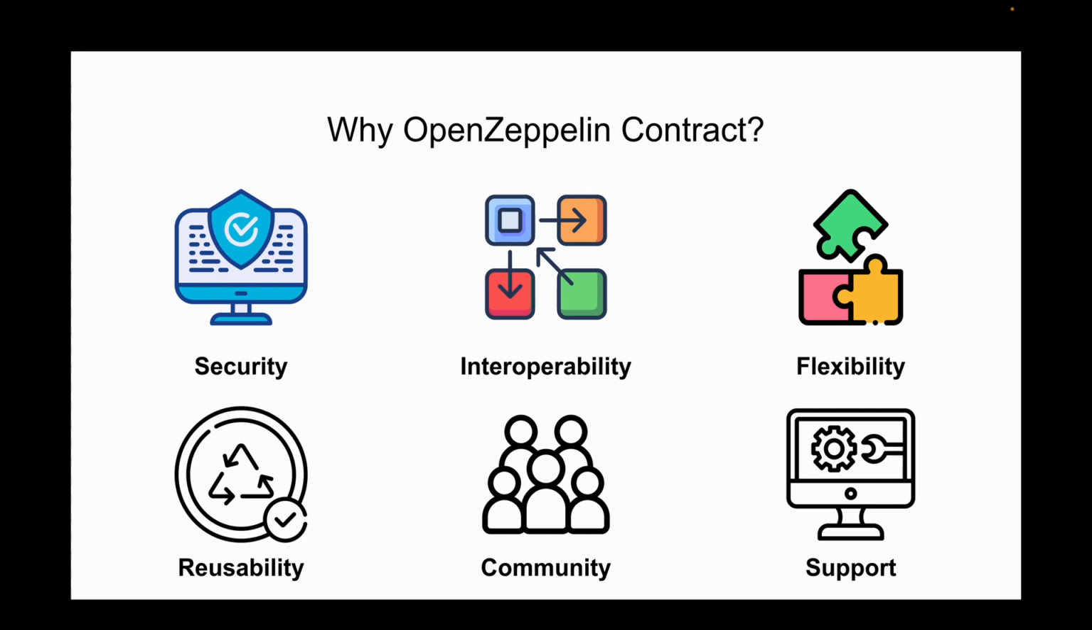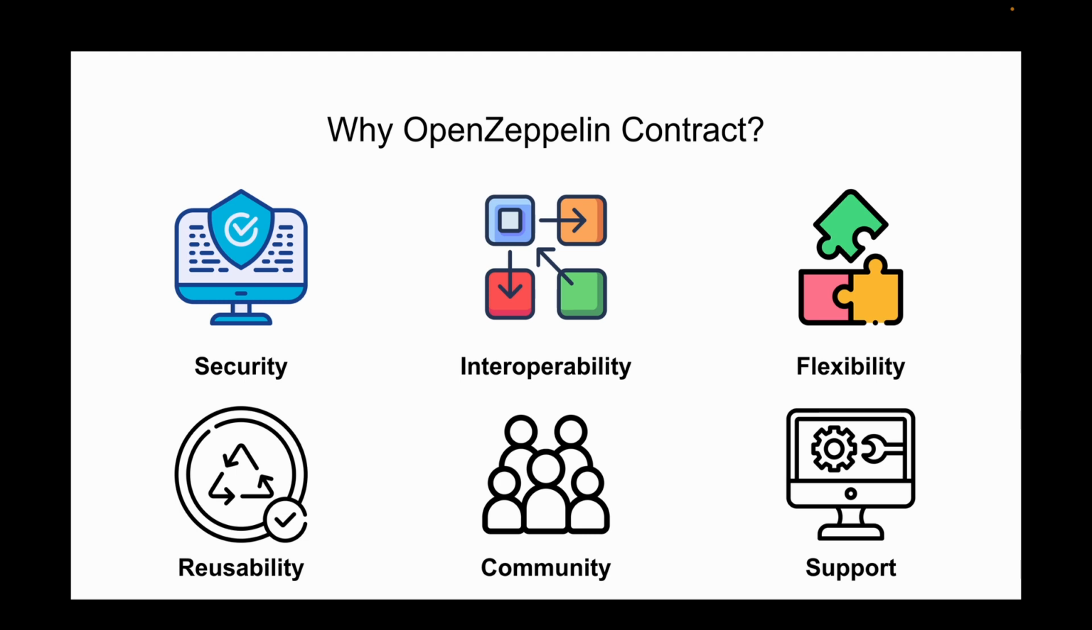Secondly, reusability. OpenZeppelin contracts provides a wide range of common contract patterns such as token standards, access control, and advanced contract interactions. By using these pre-built contracts, you can save time and reduce the complexity of your own contract development. Thirdly, interoperability. OpenZeppelin contracts provides a consistent and well-documented interface which makes it easy for different contracts and dApps to interact with each other.